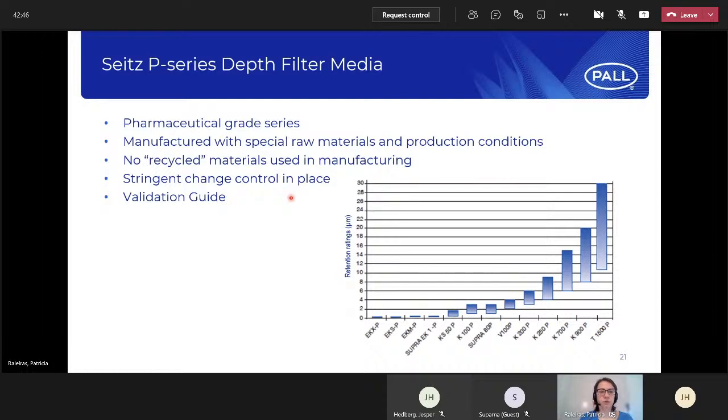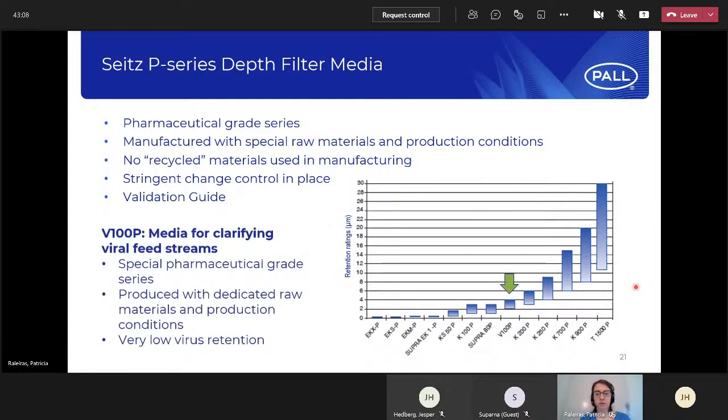Pall has a series of depth filters called the P series, for pharmaceutical grade, and they are manufactured with special materials. I don't really have the time to go through all the filters that we have because there are so many, but they come in different retention ratings. I would like to call your attention to a particular one called the V100P. You might remember that I said depth filters can be made of cellulose and can have diatomaceous earth as an additive. These don't have that, because that sort of additive typically binds viruses and viral vectors, so we developed these filters for minimal binding of viral vectors, so they can be used for gene therapy.